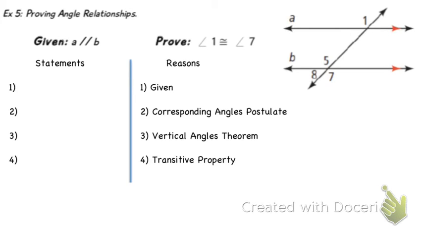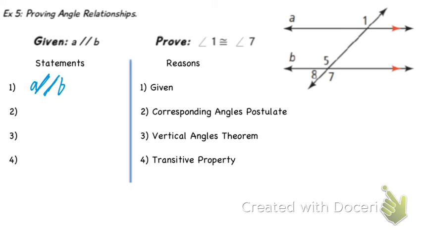So does anyone know what our first statement's going to be? Seth. Line A is parallel to line B. It's given to us. Our first ones are always given. Now, step 2. The reason says corresponding angles postulate. So of these 4 angles, which 2 are corresponding angles?